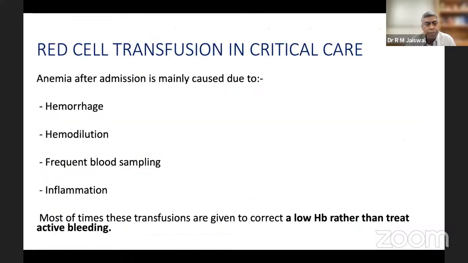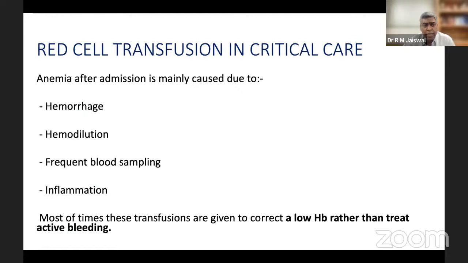Now, I am talking about red cell transfusion in critical care. Anemia after admission is mainly caused by hemorrhage and hemodilution, because critical care is one of the units where they deal not only with surgical patients, but also with medical patients and post-operative transplant patients.